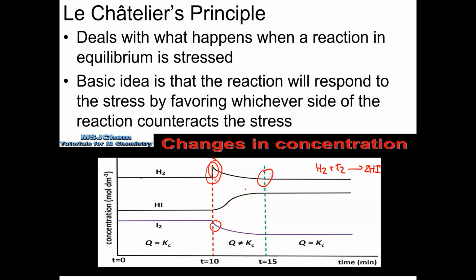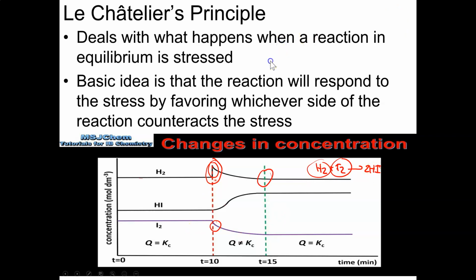So you stress this reaction by increasing the amount of hydrogen. So what did the reaction do? It said, okay, I'm going to use up that hydrogen to make more HI. But in order to do that, I have to use up H2 and I2. And that's why both of these go down. That's why HI goes up.